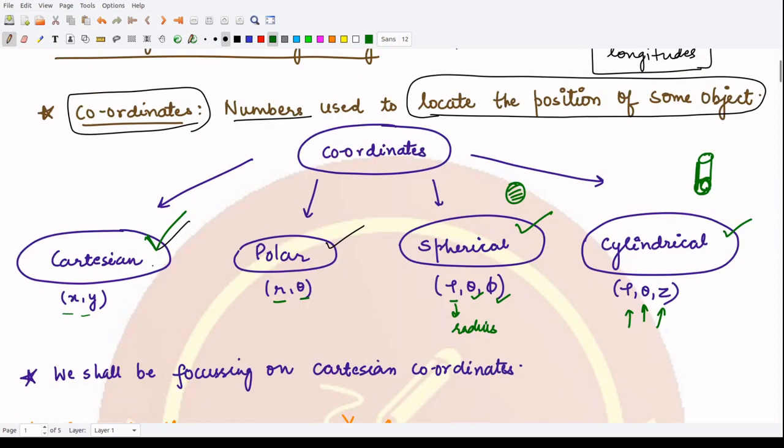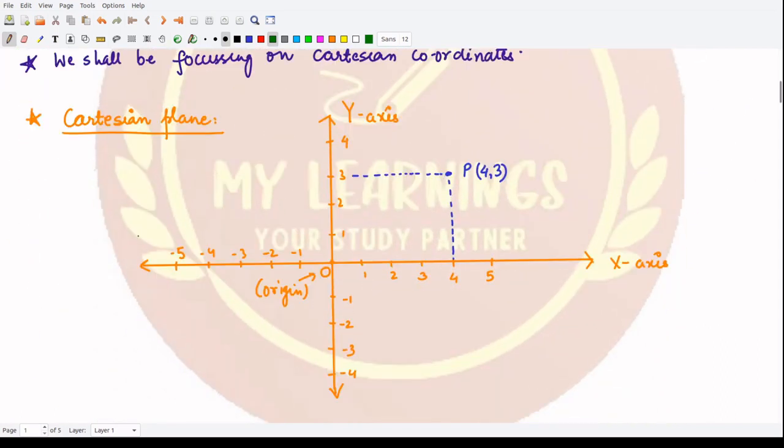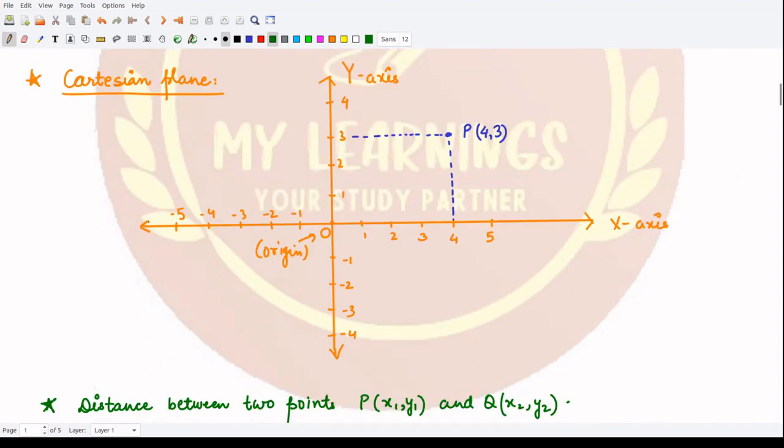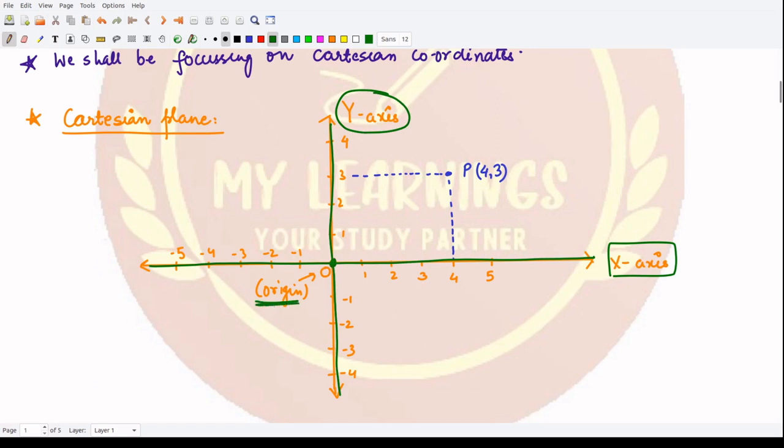But in this course, we shall be focusing on Cartesian coordinates. So you should remember what these are. We call them x and y, right? In order to define Cartesian coordinates, you should first know what a Cartesian plane is. For a Cartesian plane, we have two axes. One is the horizontal axis, which you call the x-axis, right? Another one is the vertical axis, which you call the y-axis, like this. The intersection of these two axes, you call that point the origin, correct? And you have different scales marked here. This is the positive x-axis, this is the negative x-axis, this is the positive y-axis, this is the negative y-axis.